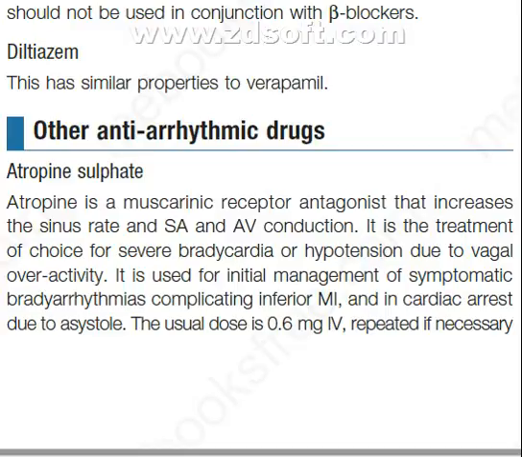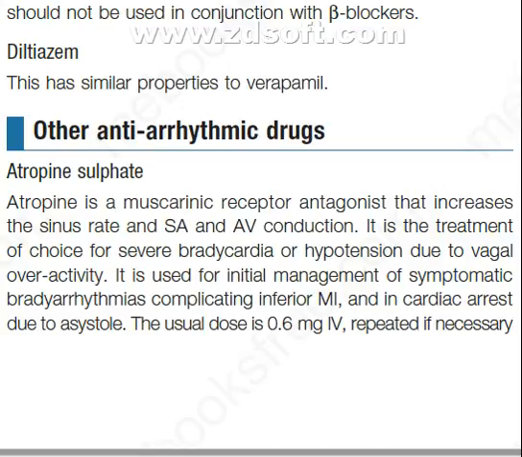This includes atropine sulfate. Atropine is a muscarinic receptor antagonist that increases the sinus rate and SA and AV conduction. It is a treatment of choice for severe bradycardia or hypotension due to vagal overactivity. It is used for initial management of symptomatic bradyarrhythmias complicating inferior MI and in cardiac arrest due to asystole.